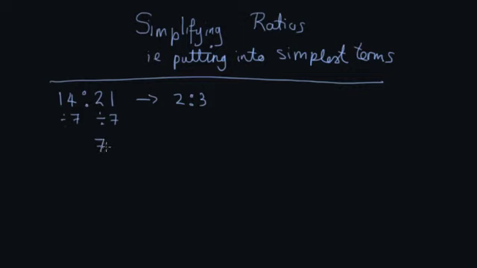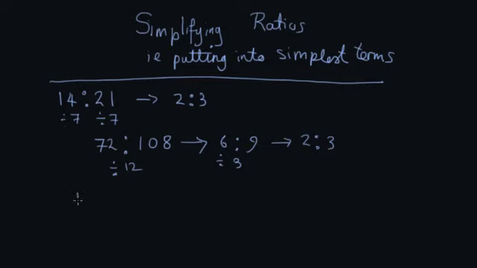We have a ratio of 72 to 108. We can divide both by 12. And then we're going to get 6 to 9. And again, that can be divided down by 3, which leads us to a ratio of 2 to 3.